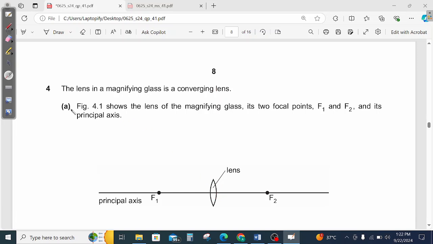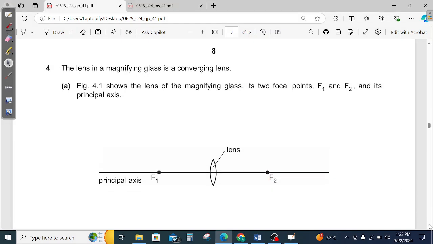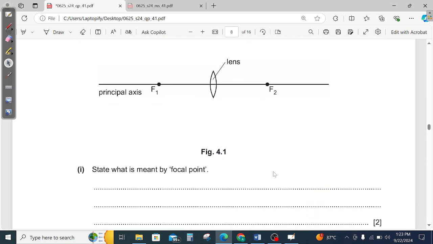Question A: Figure 4.1 shows the lens of the magnifying glass. Its two focal points f1 and f2, and its principal axis have been shown. The line that passes through the focal points and the center of the lens is called the principal axis, and the points mentioned here, f1 and f2, are called focal points, because when the light, I will explain it later. Check out what the question has asked: what is meant by focal length?